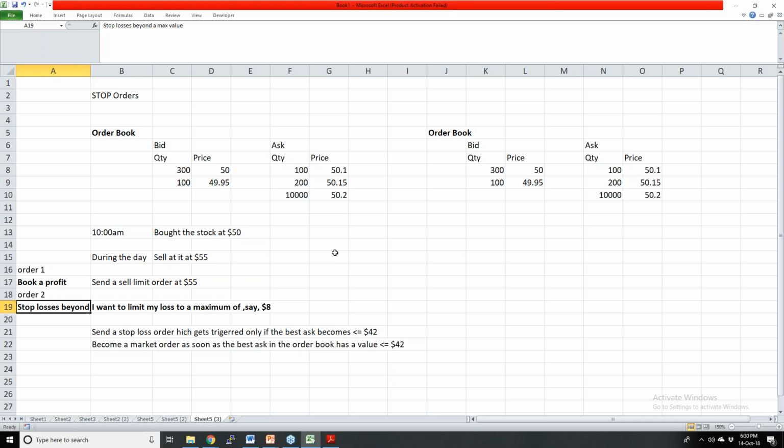So stop orders do not exist on exchanges like this, because these stop orders sit at the broker end, right? Frankly, I don't know of an exchange that has a stop loss order. I'm not sure if the exchange gives you this facility, but I know for a fact that brokers do give this facility, right?